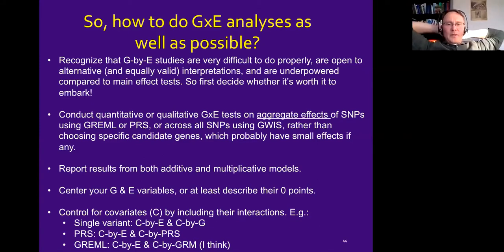And finally, it's important to properly control for covariates by including their interactions. So including the covariate by E and the covariate by G terms. And similarly with PRSs, it's important to include the C by E and the C by PRS terms. And for GRML, I think this still requires more work.